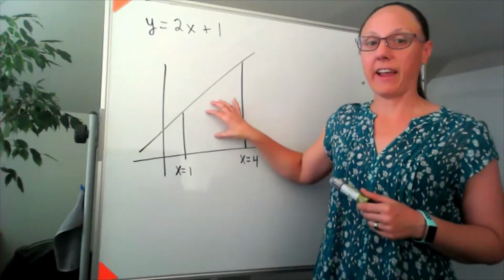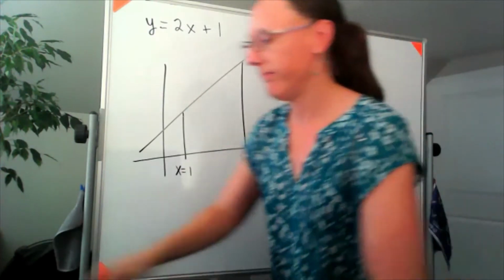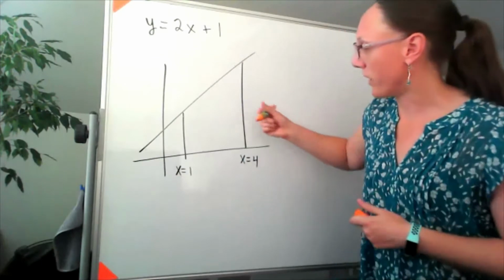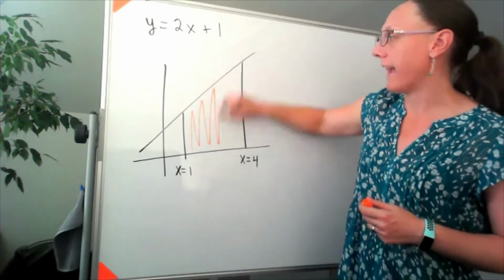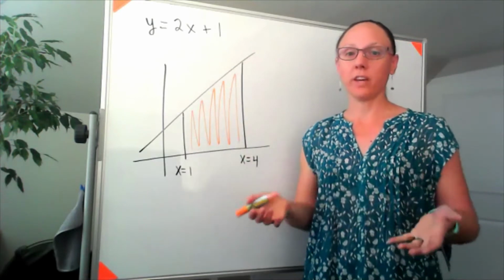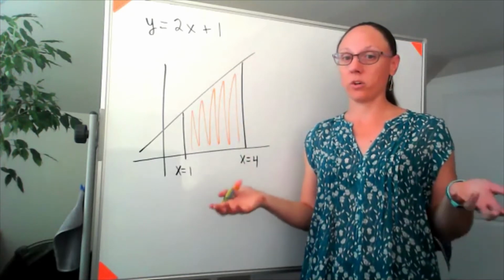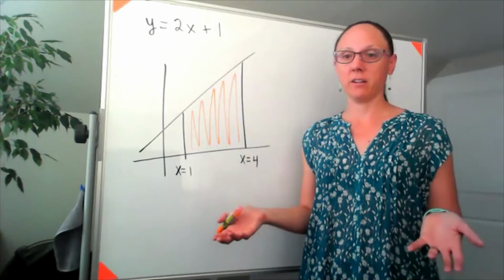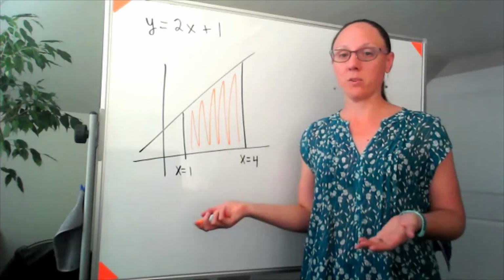If you wanted to find the area in here, this area between 1 and 4, the actual area that is under the curve and above the x-axis, we can use our old school pre-calc or geometry skills to do that. This shape is a trapezoid.